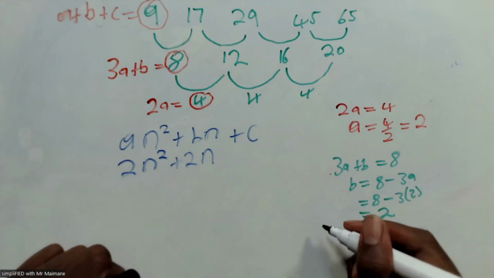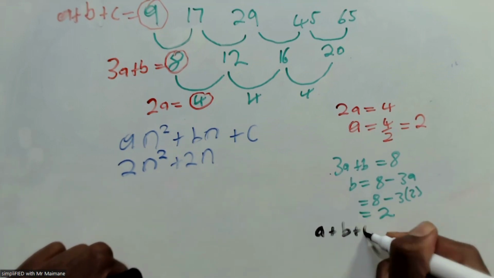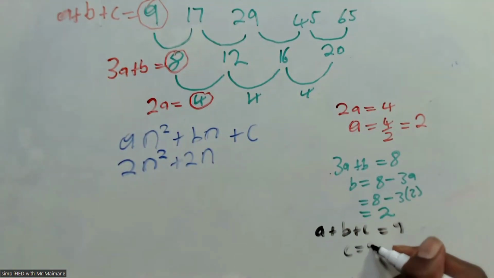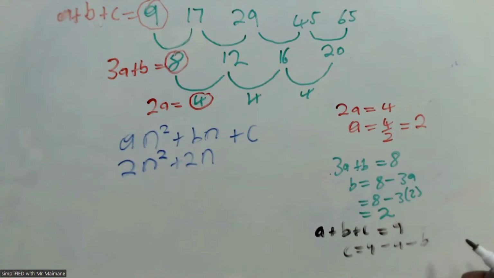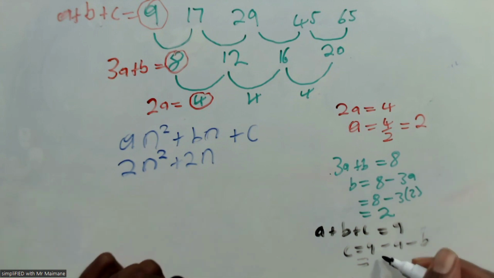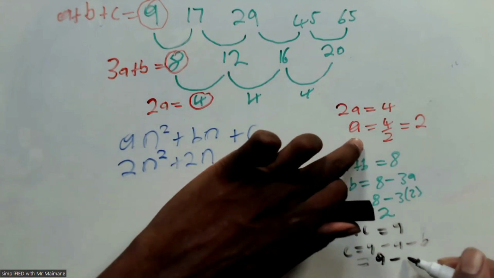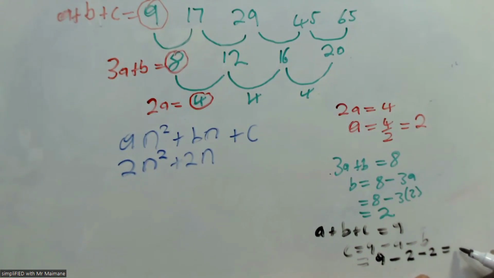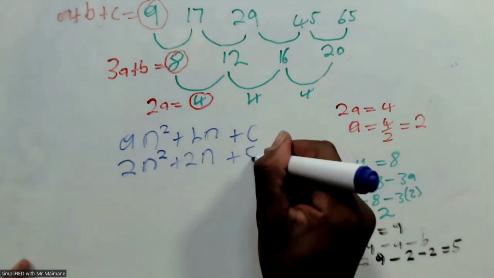Now, what is left is just to get the value for c. And to get the value for c, we have a plus b plus c is equals to 9. Therefore, c is going to be 9 minus a minus b. So it's going to be 9 minus a is 2 minus b is 2. 9 minus 2 minus 2 is 9 minus 4, which is going to be 5. So the value for c is positive 5. So where there's c, I put plus 5.